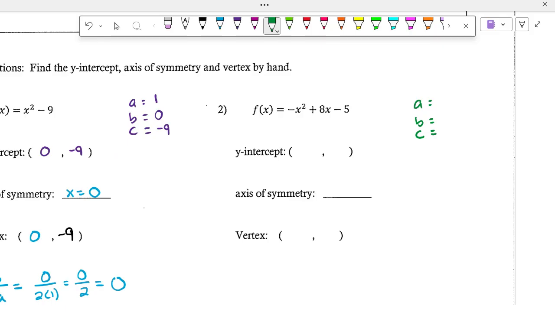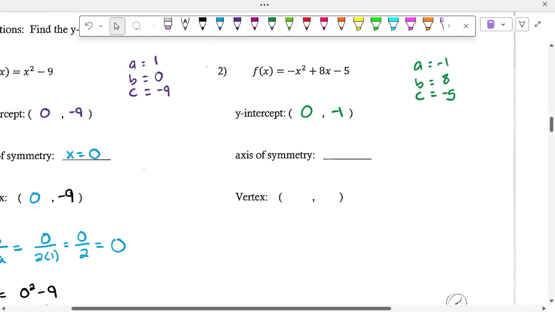Okay, so Natalie, can you tell me what A, B, and C are? Good. So, what would my y-intercept be, Shelby? So 0, -1. Good. Okay. Now, take a minute and do -b over 2a.